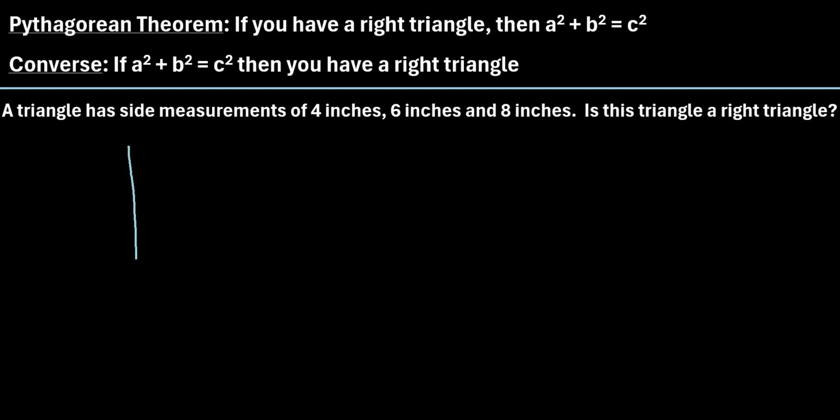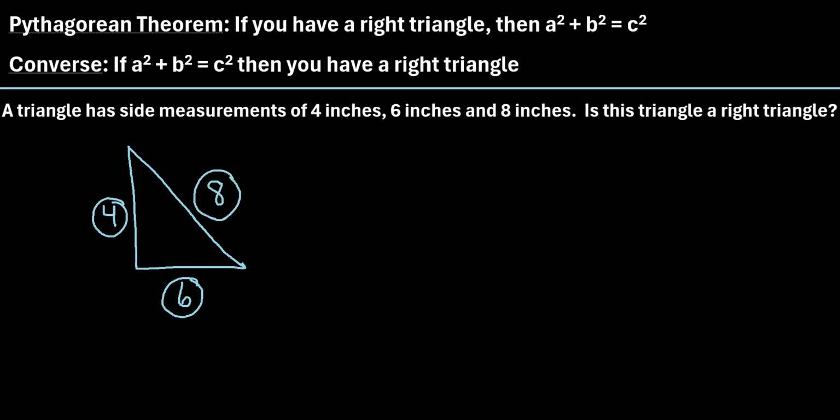So if we imagine we have some triangle here, and we're told that the side lengths are 4, 6, and 8, where 8 must be the hypotenuse because it's the longest side. We want to know, is this a right triangle? Well, if it is a right triangle, we should be able to say that the two smaller side lengths squared and added together should be equal to the hypotenuse squared. So let's see if that's true.